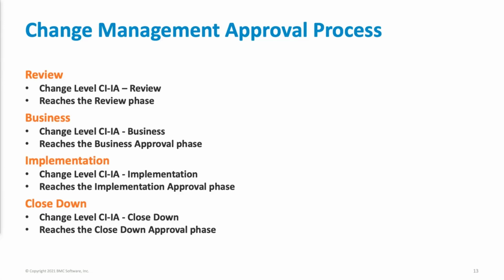Implementation phase: in this phase, the process is named Change Level CIA Implementation, and it's also a level approval process type. This level approval process occurs when the change reaches the implementation approval phase. Close down phase: in this phase, the process is named Change Level CIA Close Down Approval and its type is level approval. This level approval process occurs when the change reaches the close down approval phase.